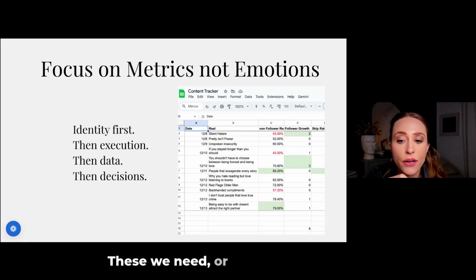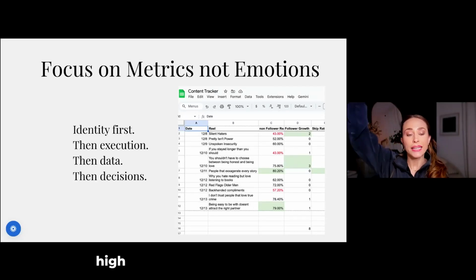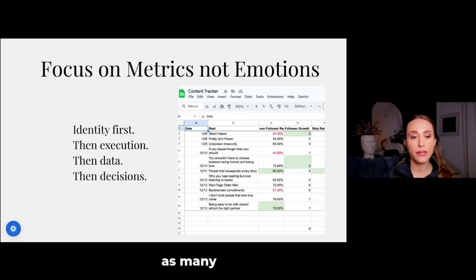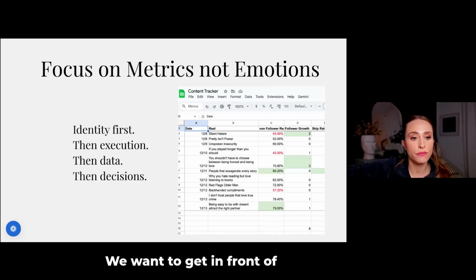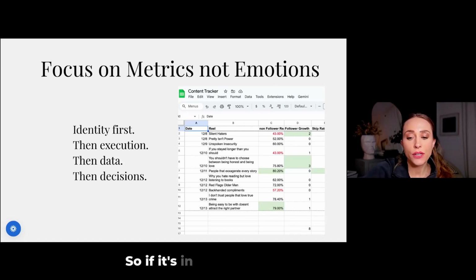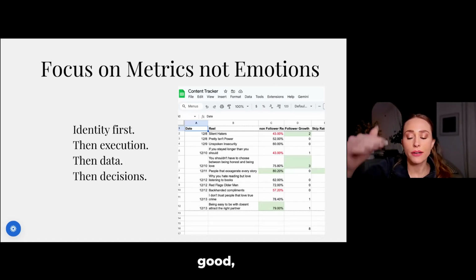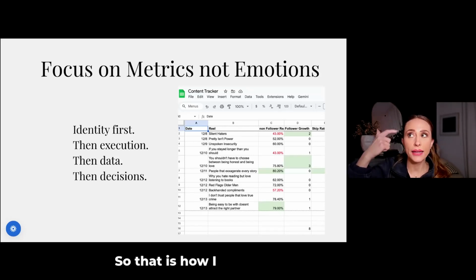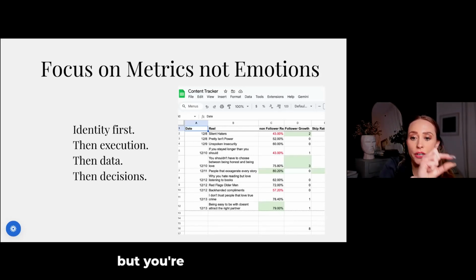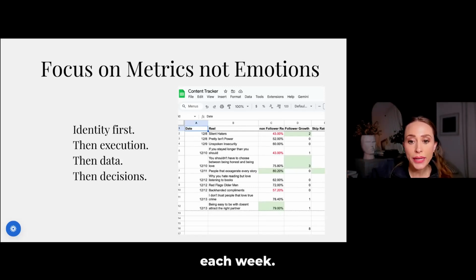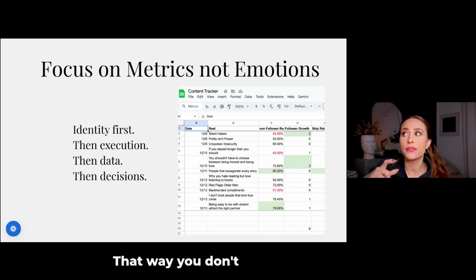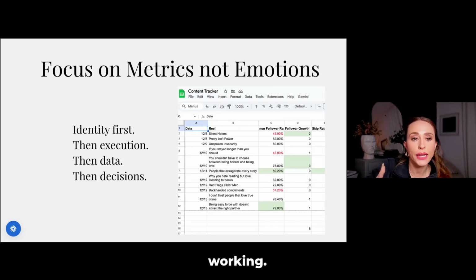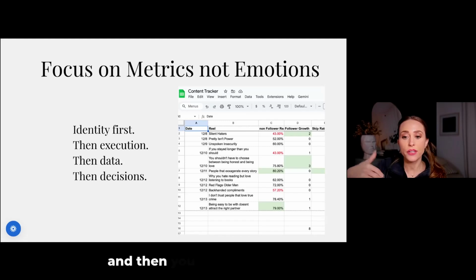They're too low for non-follower reach. We want that as high as possible because we want to reach as many non-followers. We want to get in front of new eyeballs. So if it's in red, that means it's not good, right? So that is how I identify the patterns. But you're going to track all of these each week. That way you don't say, oh, well, this isn't working. Well, no, you've got to give it enough time, and then you have to track all the data.